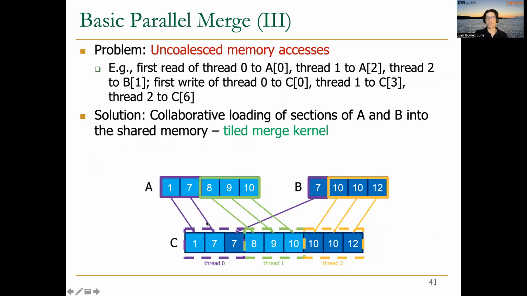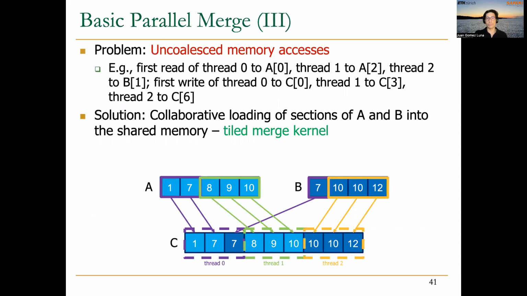The problem with this basic parallel merge is that we have uncoalesced memory accesses. Why is that? Because thread 0 will start accessing here, while thread 1 will start accessing here, or thread 2 will be accessing here, while thread 0 is accessing here. So there are uncoalesced accesses, and one way of alleviating this is using a tile merge kernel.